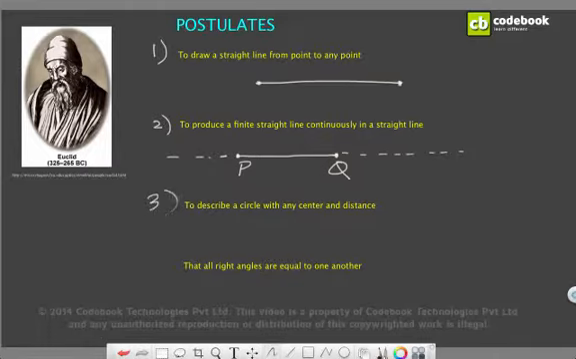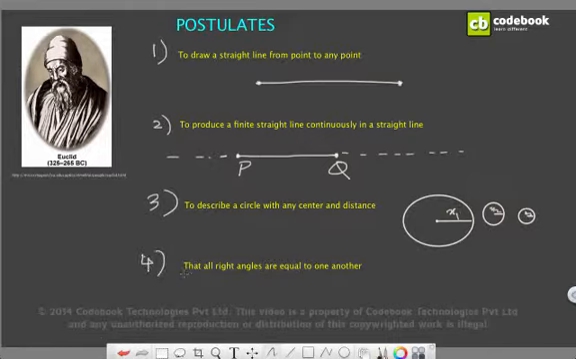The third postulate is to describe a circle with any center and distance. So if given a point and a distance, you can draw a circle with that distance as a radius. As you see here, we have drawn three different circles whose radii are three different measures.